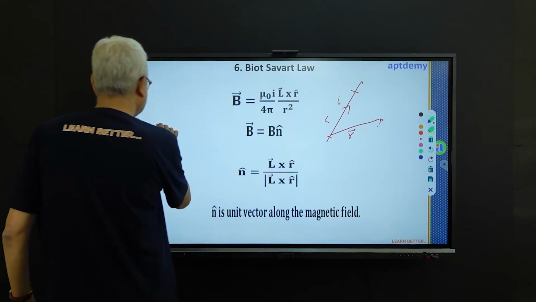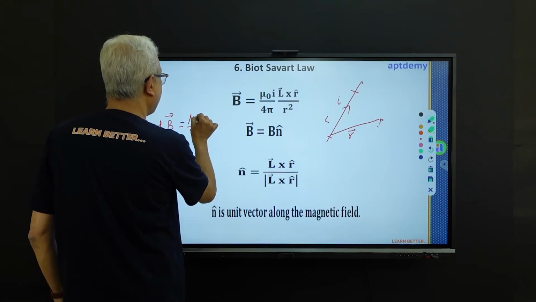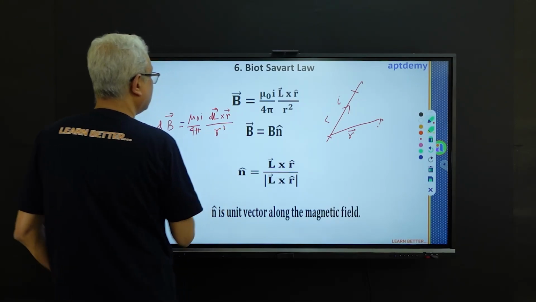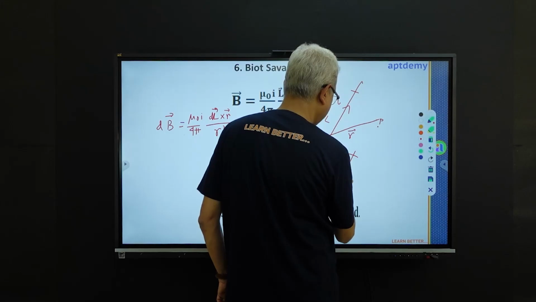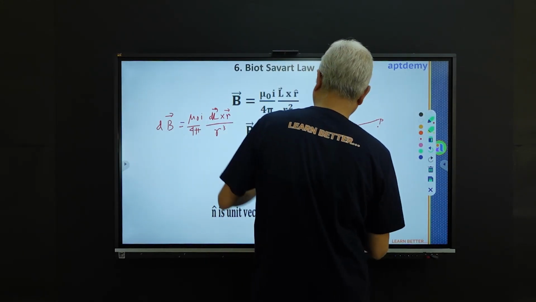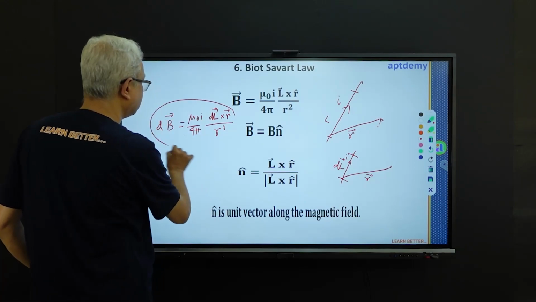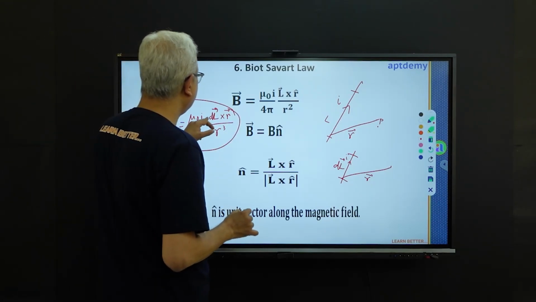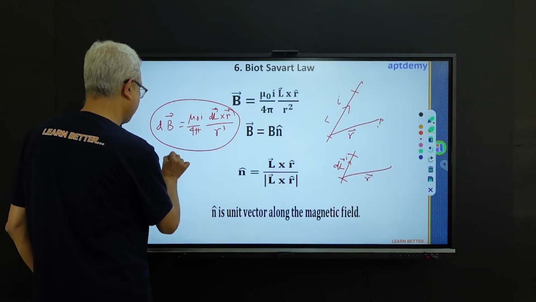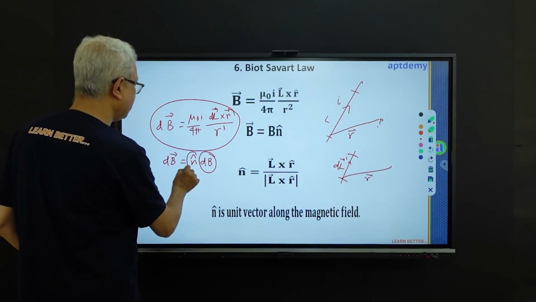So it is better to write the dB notation. dB is equal to mu naught by 4 pi I dl cross r by r cube. So this is a current element dl conducting a current I, and at any point P whose position vector with respect to this point is r, the magnetic field can be given by dB equal to mu naught I by 4 pi dl cross r by r cube, and the magnetic field dB can be thought of as n cap dB. This is the magnitude of the magnetic field, and n cap is the unit vector along this direction.